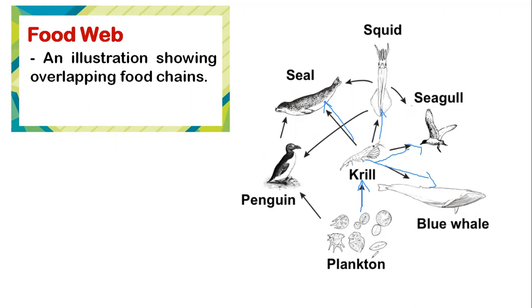Another food chain. Then we have plankton eaten by krill, krill being eaten by squid, and squid being eaten by penguin. Another food chain. Or we have plankton eaten by penguin, and penguin being eaten by seal. So that is another food chain. How many food chains are there already? One, two, three, four, five, six. Six overlapping food chains that can be observed in this particular food web.